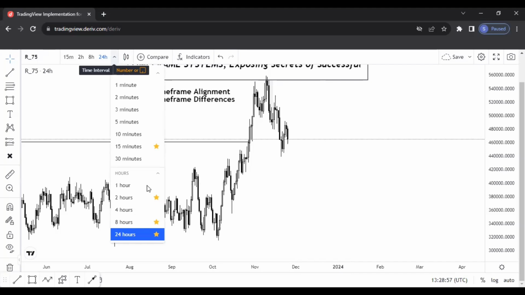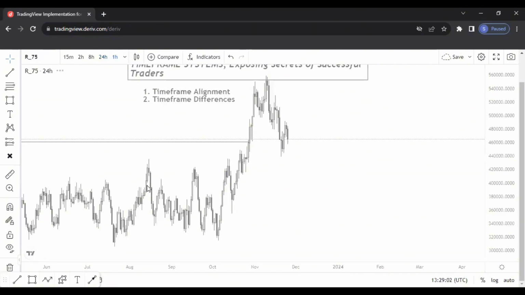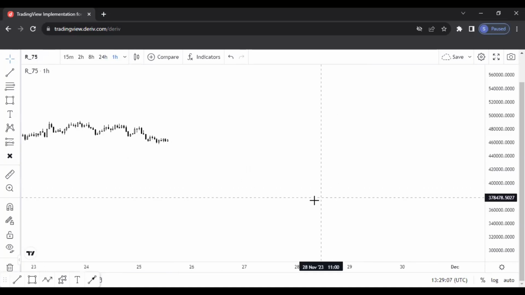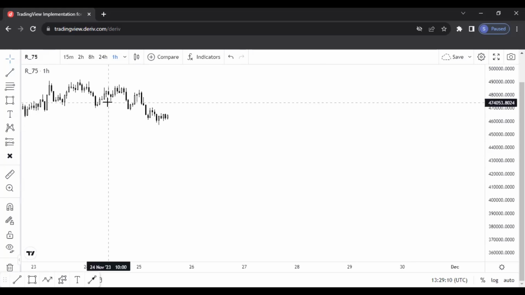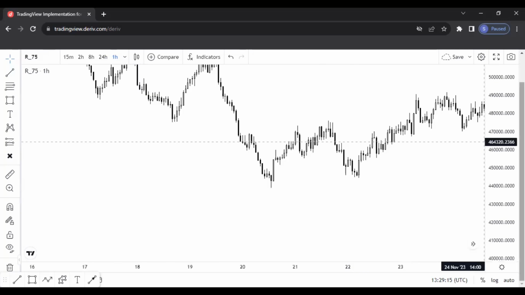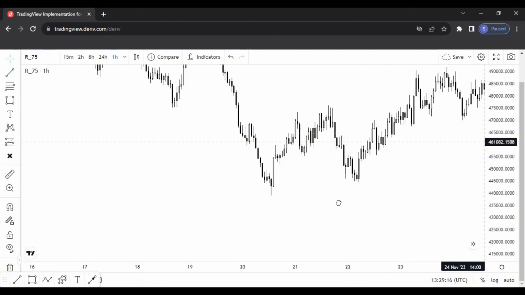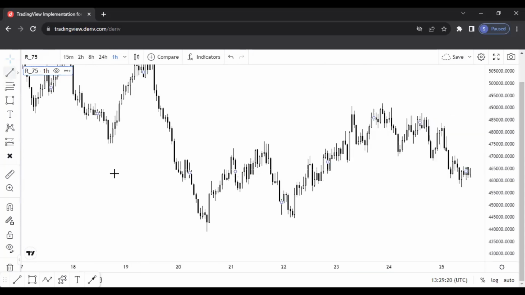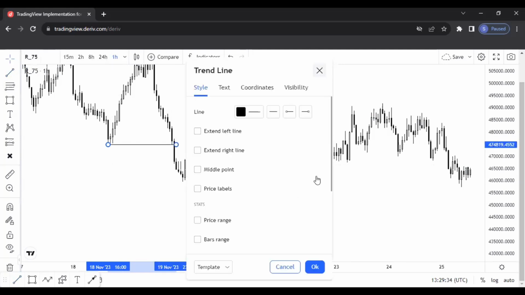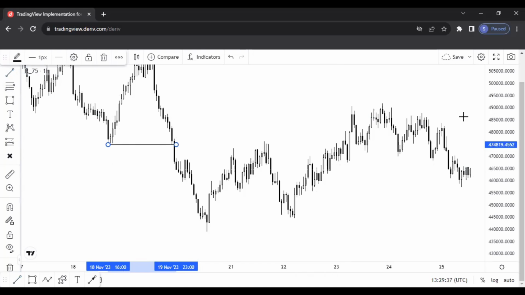So let's check our 1 hour time frame. All right, so on our 1 hour time frame, we are actually in a downtrend. Check the last break of structure for the 1 hour time frame. Your 1 hour time frame last break of structure is to the downside, while on the 24 hours time frame, our last break of structure is to the upside. So it simply means this is not aligned with our 24 hours time frame.